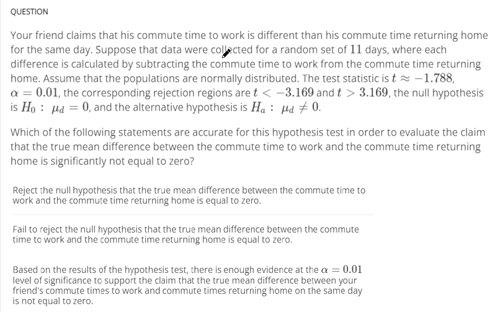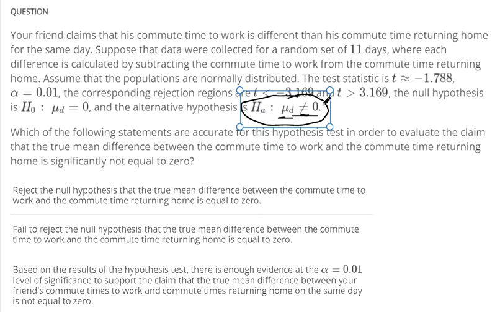Your friend claims that his commute time to work is different than his commute time returning home for the same day. Okay, so they say that it's different. Commute time to work and commute time home, that they're different from one another. So, actually, they state it right here. That's what we want to look for. That the difference between, this says the mean difference between those commute times is not equal to 0.